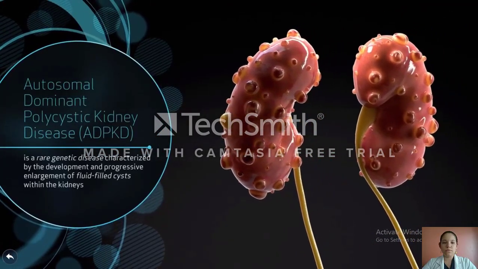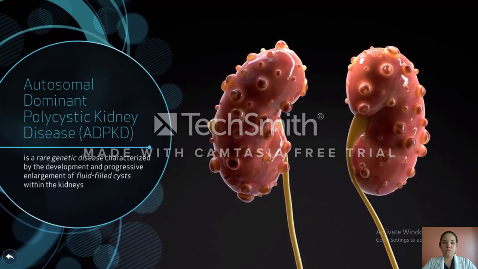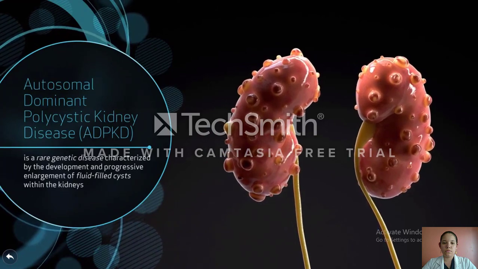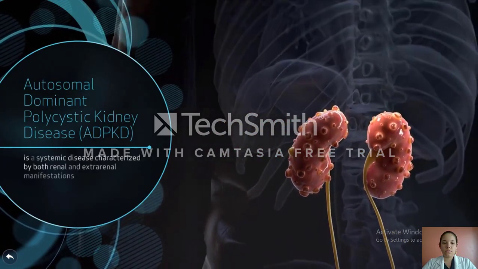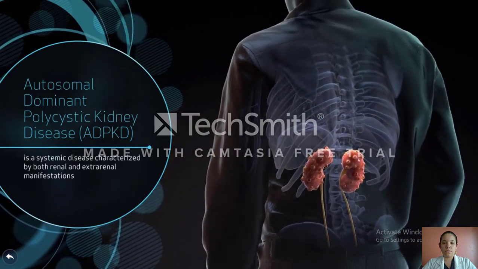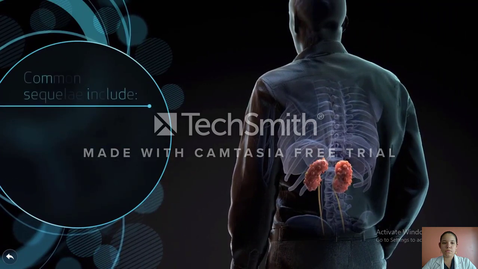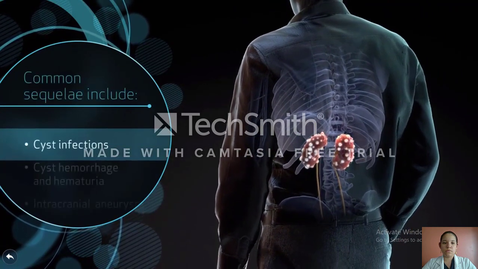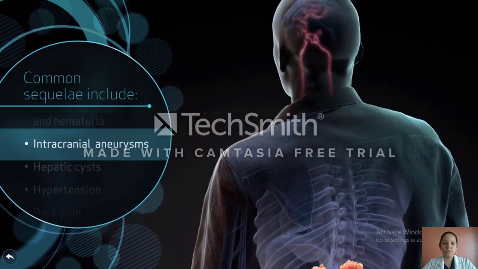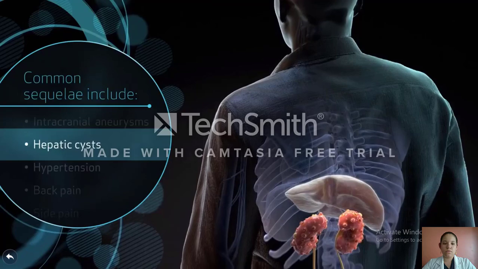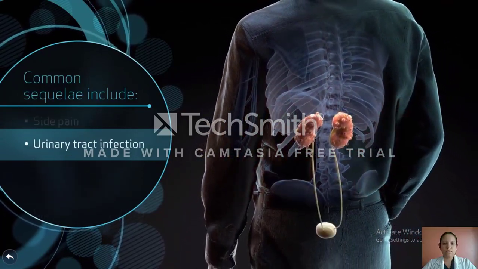Autosomal-dominant polycystic kidney disease, ADPKD, is a rare genetic disease characterized primarily by the development and progressive enlargement of fluid-filled cysts within the kidneys. ADPKD is a systemic disease characterized by both renal and extrarenal manifestations. Over the course of disease progression, common sequelae include cyst infections, cyst hemorrhage and hematuria, intracranial aneurysms, hepatic cysts, hypertension, back pain, side pain, and urinary tract infections.